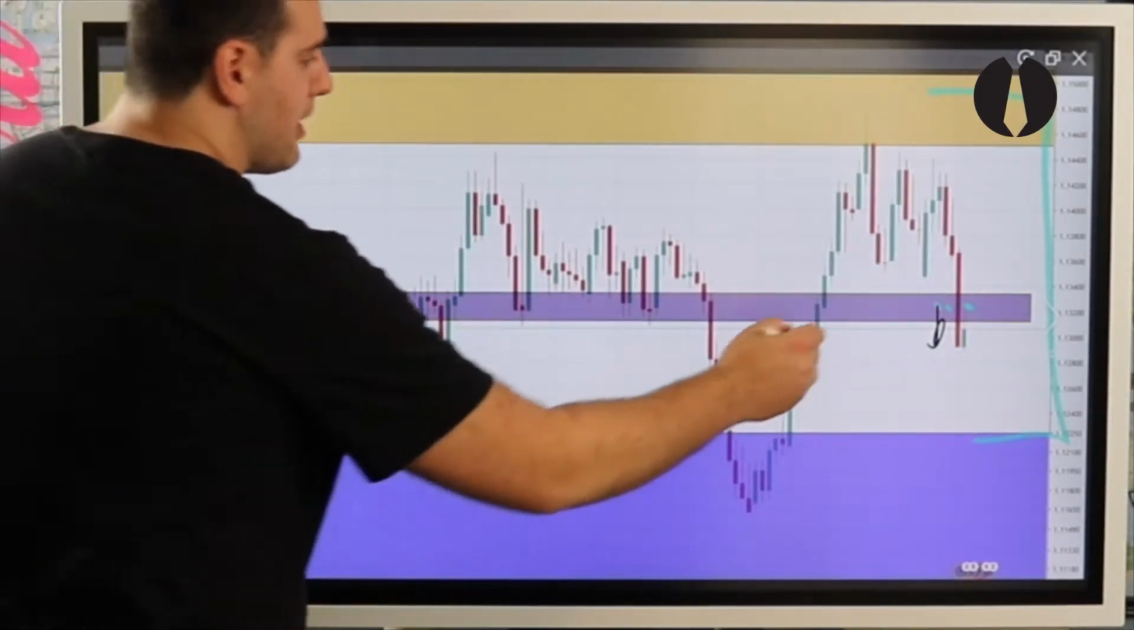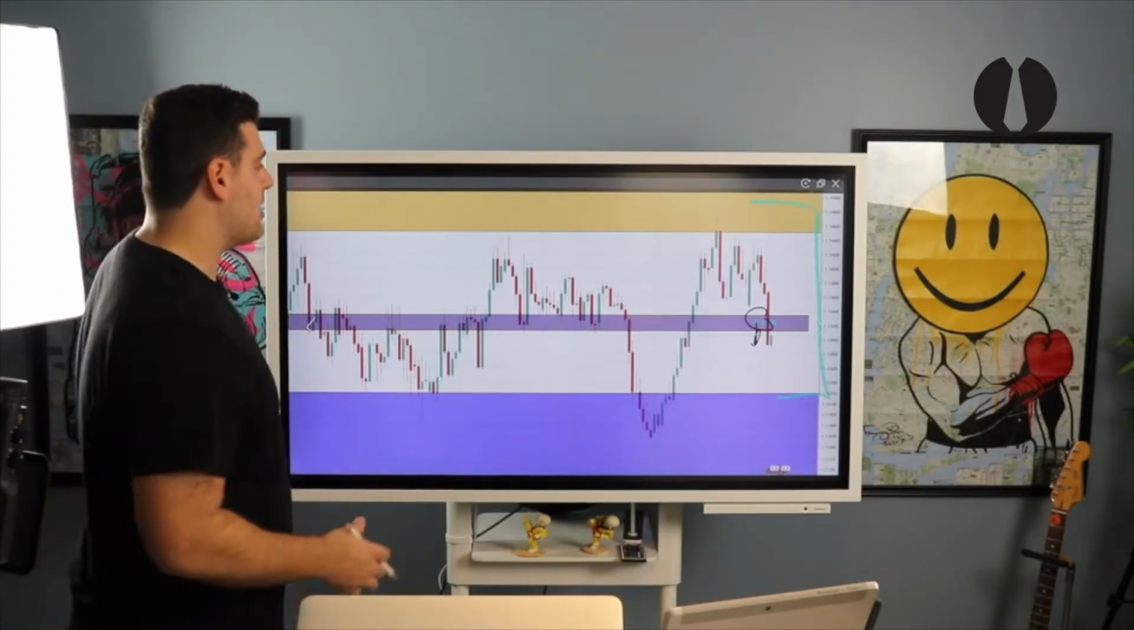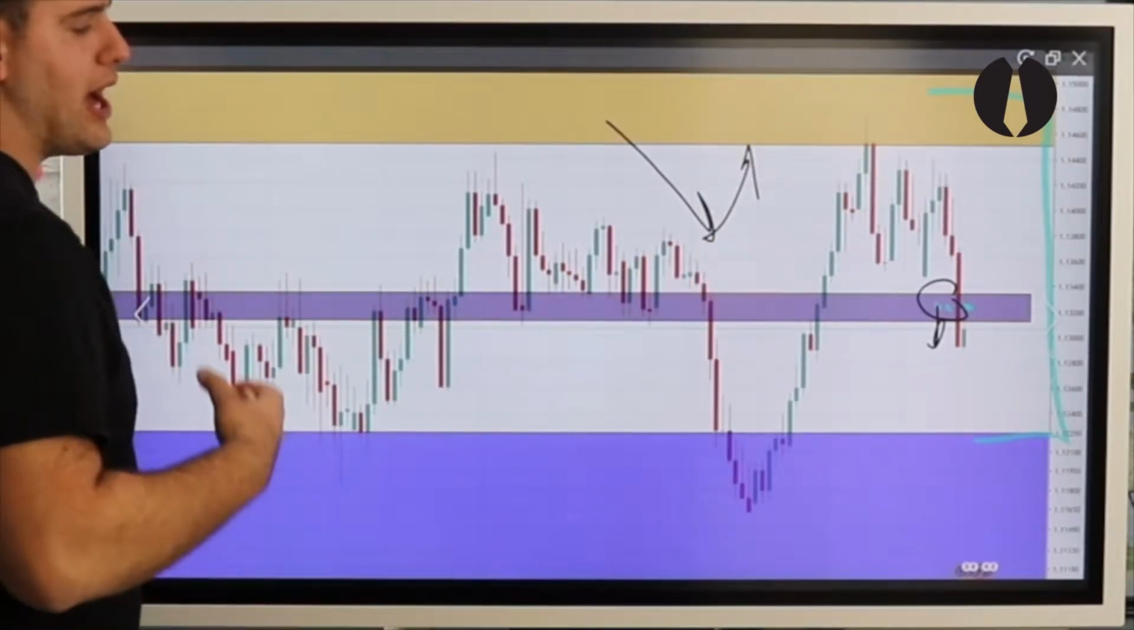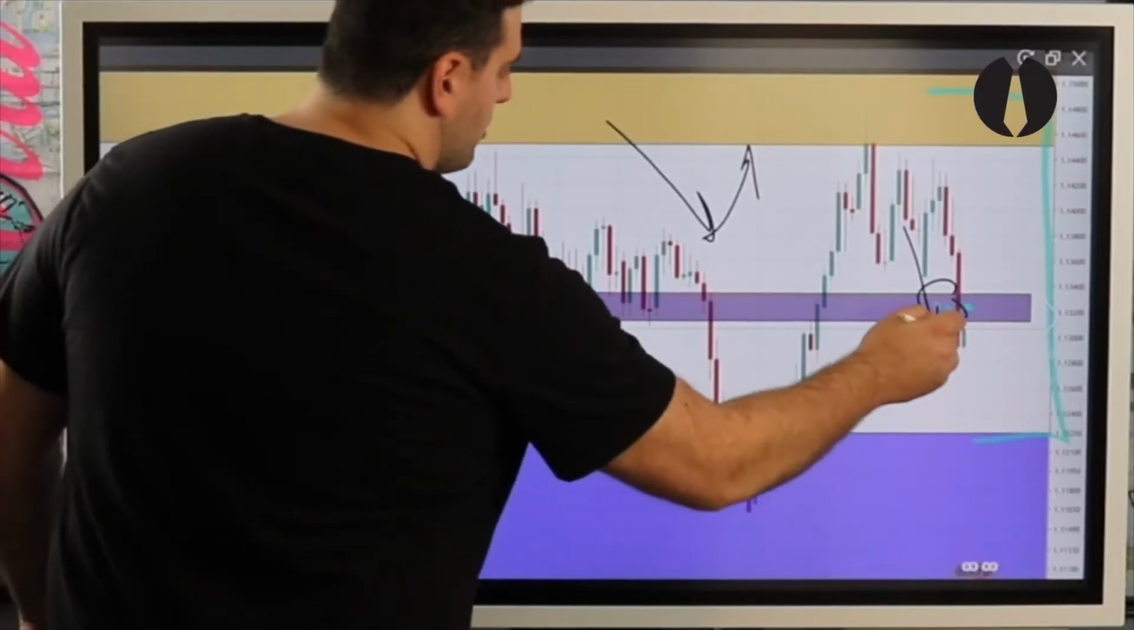Now, when price breaks an area of sensitivity, whether to the upside or to the downside, it really doesn't matter. What is that? That's a push. What's after a push? An exhaustion. So I already know, and we're only on the daily, I already know. Here we have a push to the downside.